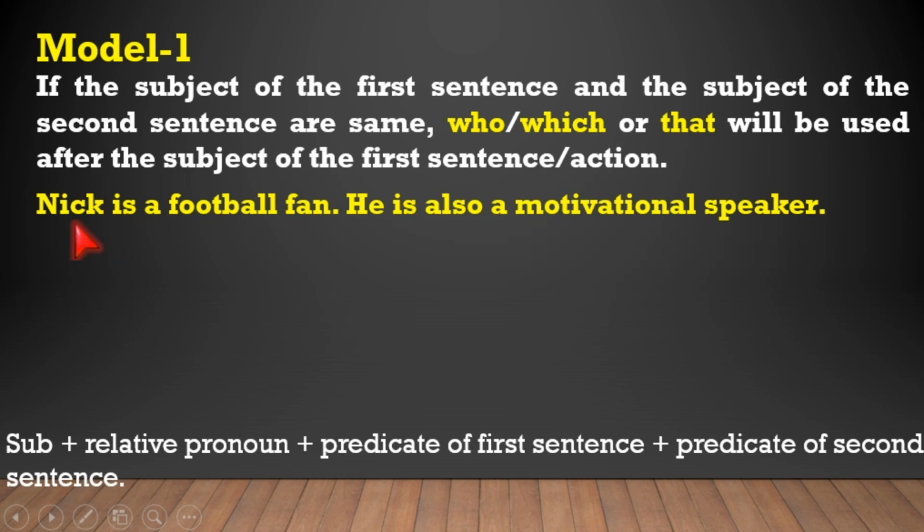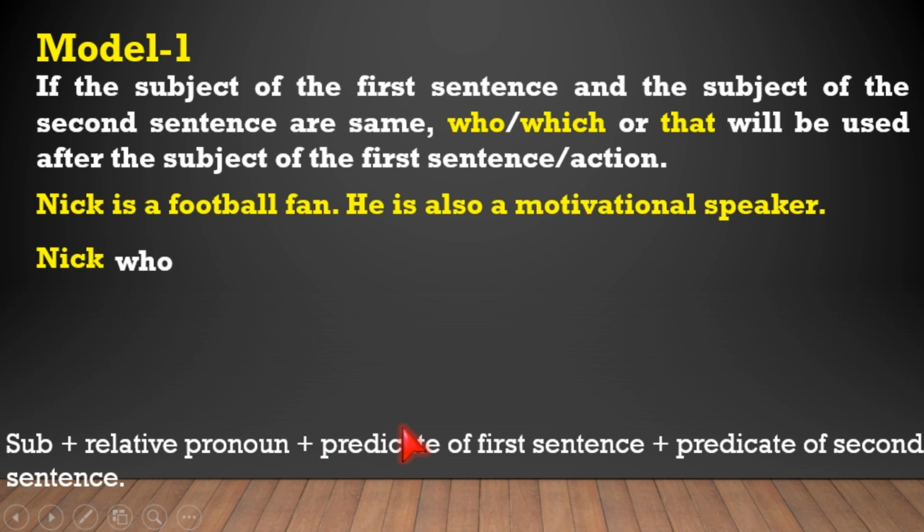First, subject. Subject plus relative pronoun. Here is a corresponding relative pronoun who. Then the predicate of the first sentence. What is the predicate of the first sentence? As you know, one sentence is divided into two parts, subject and predicate. So in this sentence, subject Nick, is a football fan, that is a predicate. That means the verb plus the remaining part of the sentence together is called predicate. So here the predicate is a football fan.